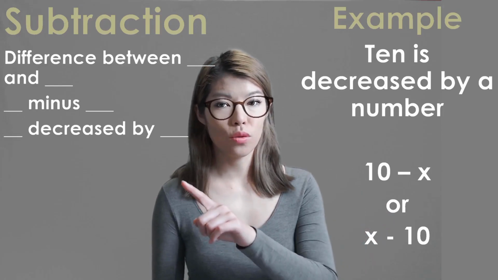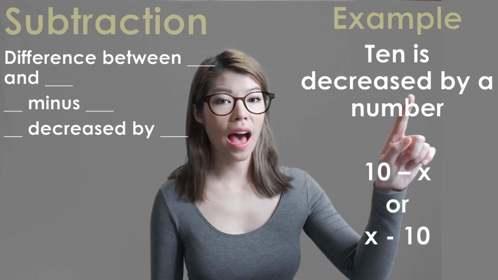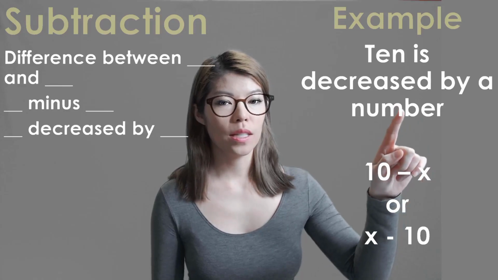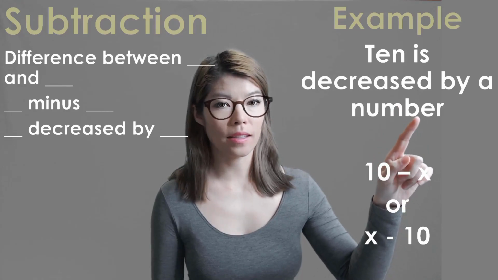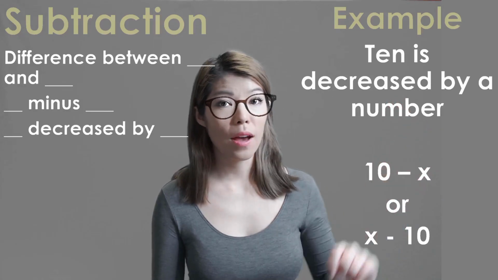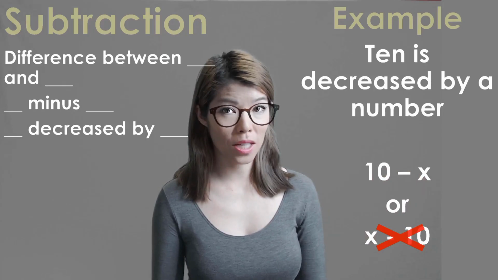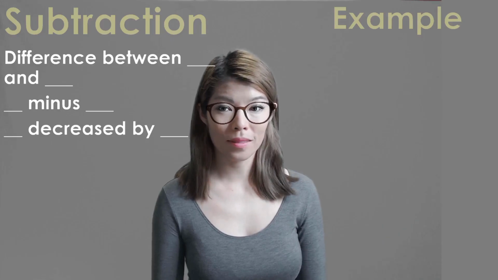The trick is to remember that the word after decrease means minus that. So decrease by a number. Let's say the number is x, so it's minus x. That would mean 10 minus x. This is a very common misconception, so revise this one.